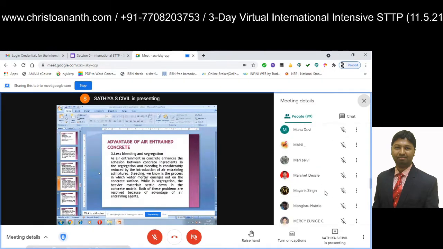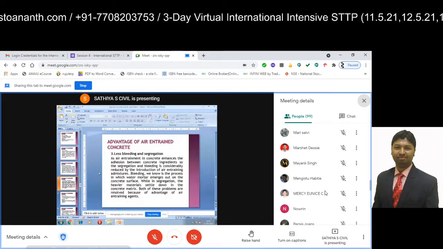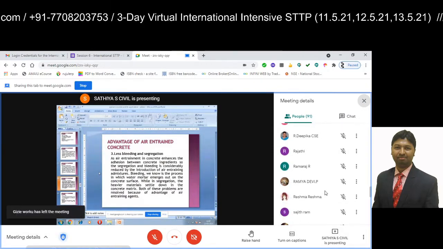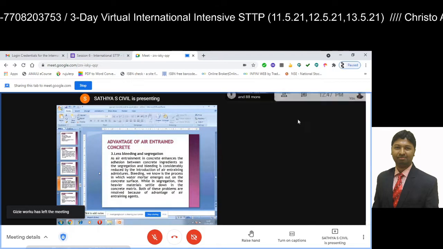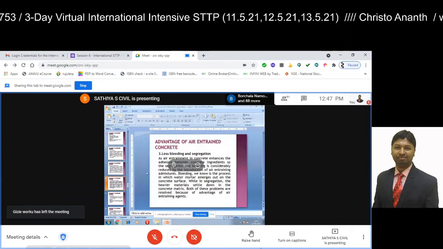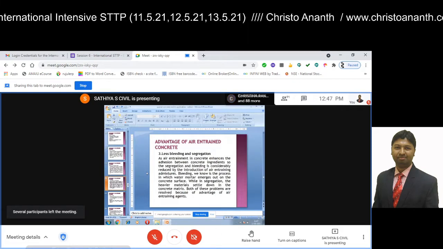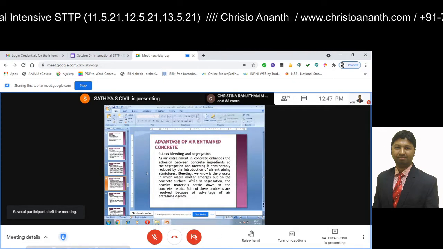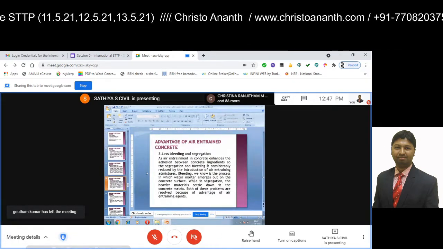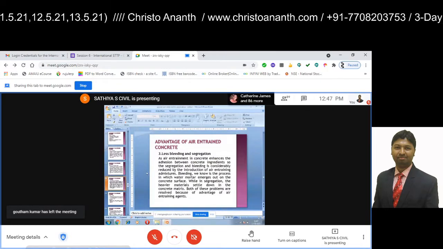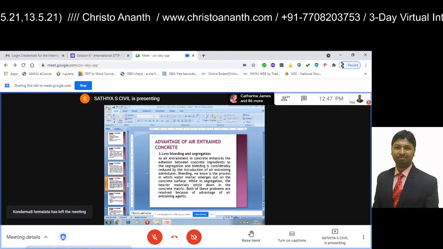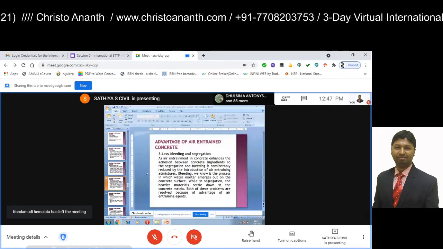And another advantage of air entrained concrete is less bleeding and segregation. As air entrainment in concrete enhances the adhesion between the concrete ingredients, the segregation and the bleeding are considerably reduced by the introduction of air entraining admixtures. There will be good bonding, so there will be no pores.